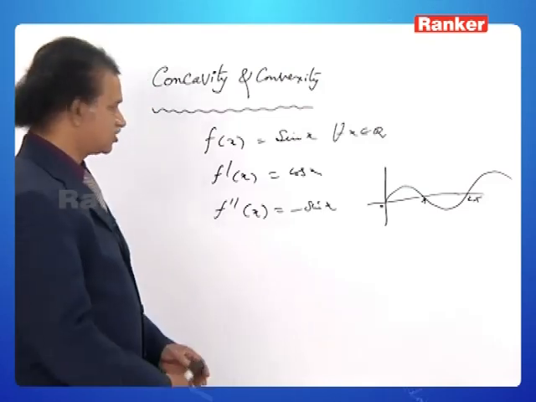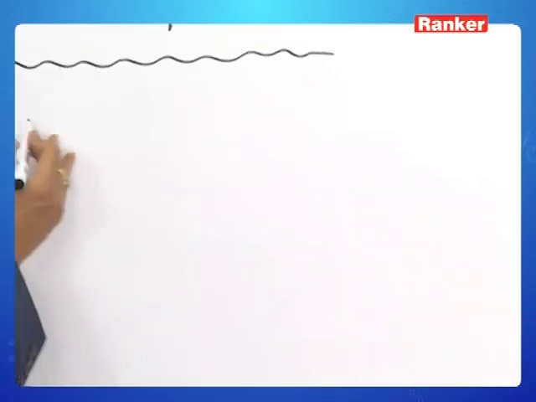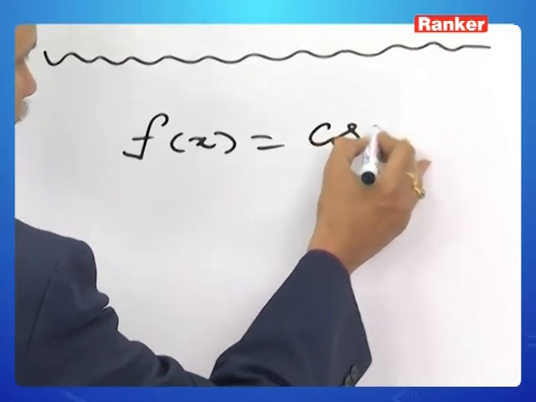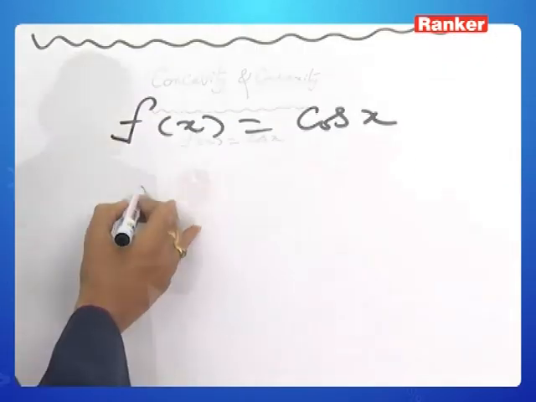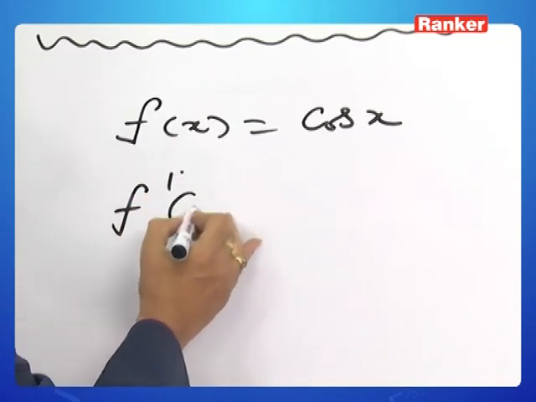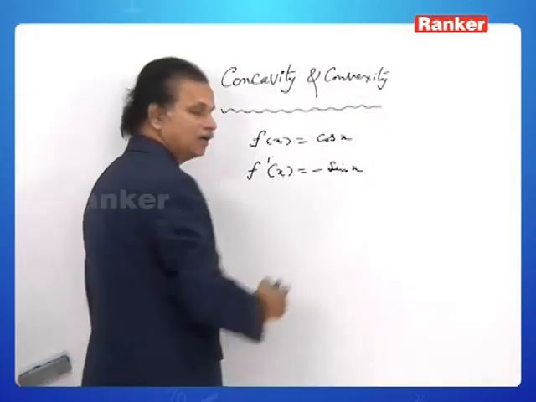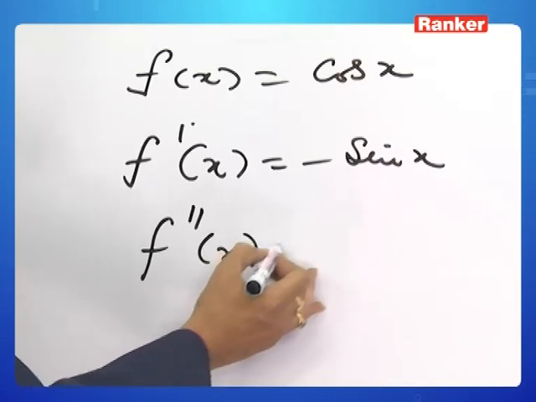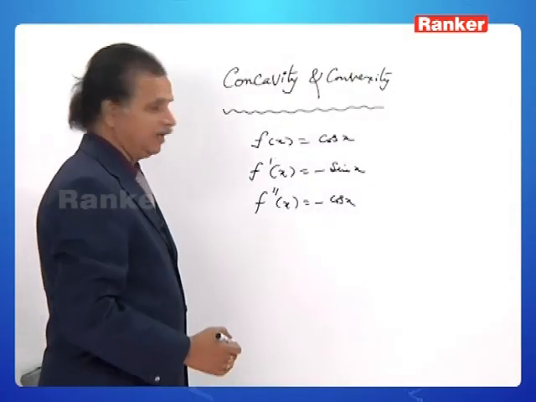Well, let us see one more example, that is f of x equal to cos x. What is f dash x? What is f double dash x? Minus cos x. Look here.